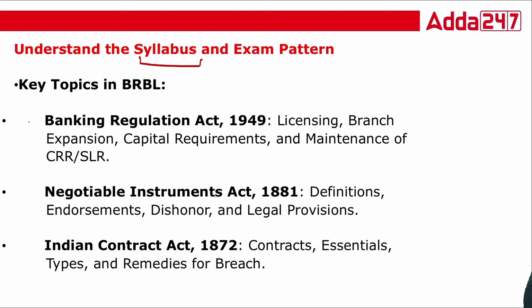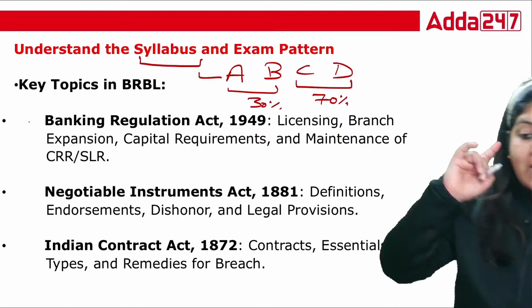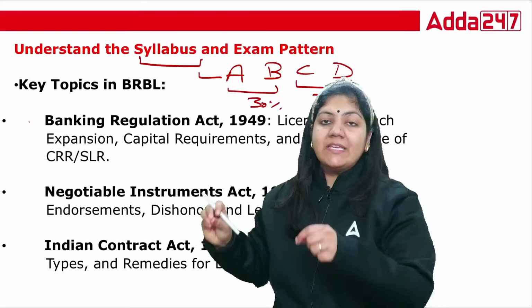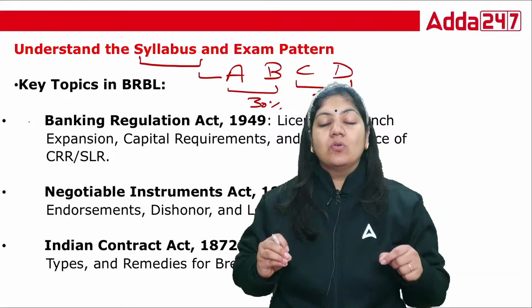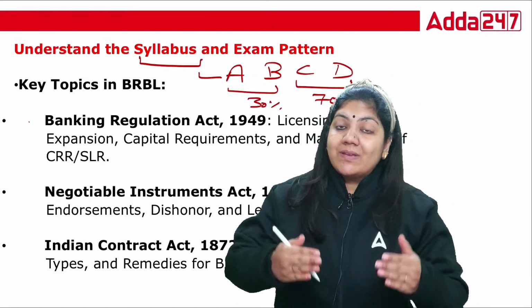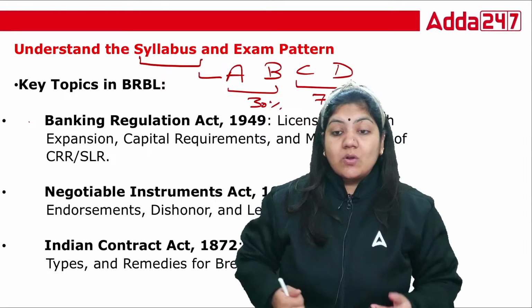In your BRBL subject, you have 4 modules, that is A, B, C and D. The C and D modules are very important. They cover 70% of marks and A and B cover 30% of marks. So understanding the syllabus is very important. In each paid session also, I always first discuss the syllabus of your BRBL subject so that you can easily understand what we are going to study.